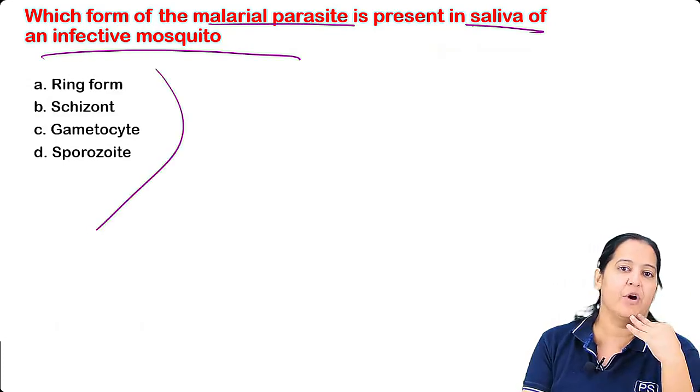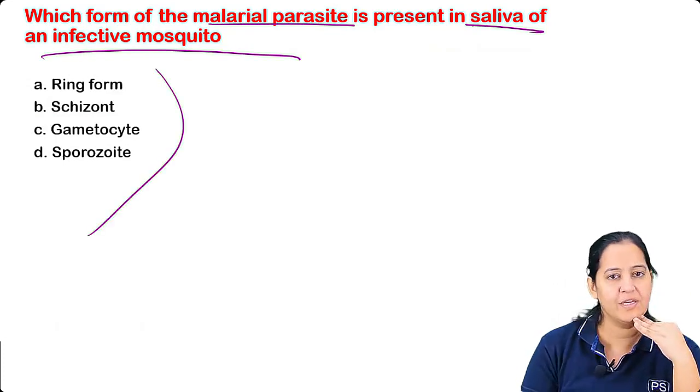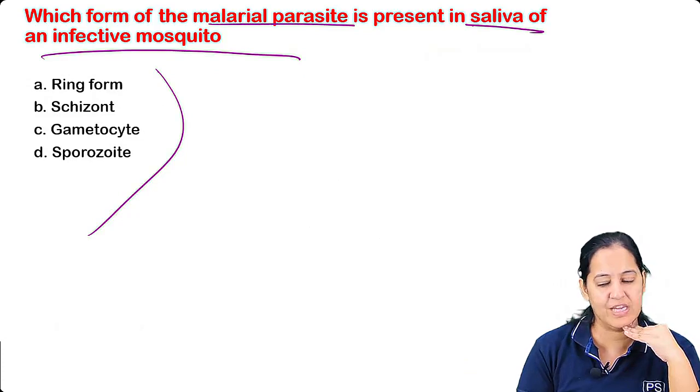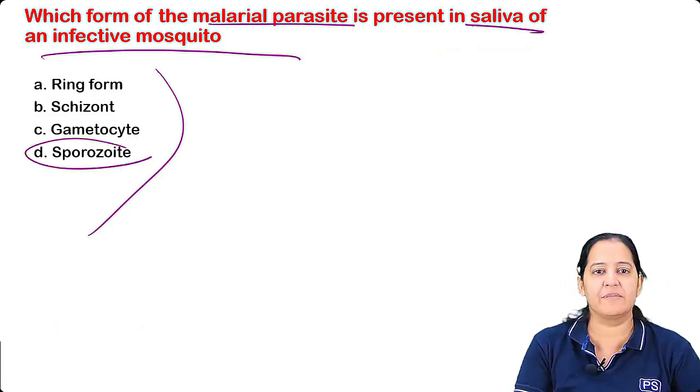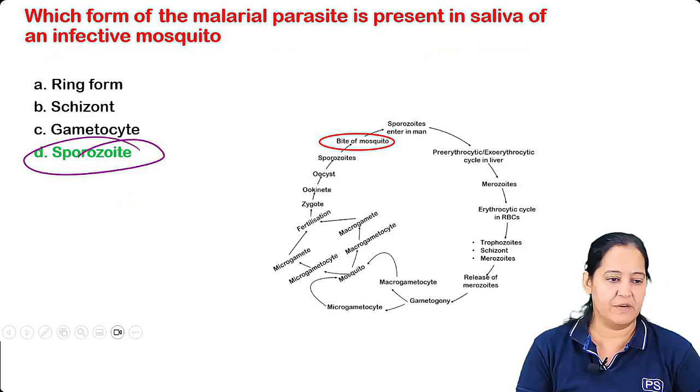Mosquito की saliva में क्या होता है? Very easy question. What is present in the saliva of the mosquito? Read the 4 options. Tell me the answer. Of course, in the saliva of the mosquito, it's sporozoites. Sporozoites are present in the saliva of the mosquito.